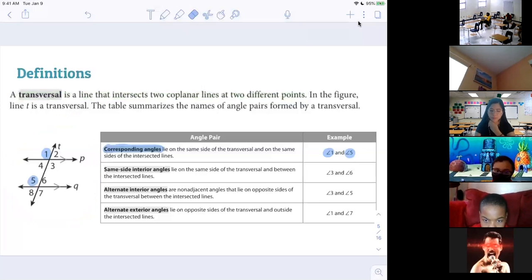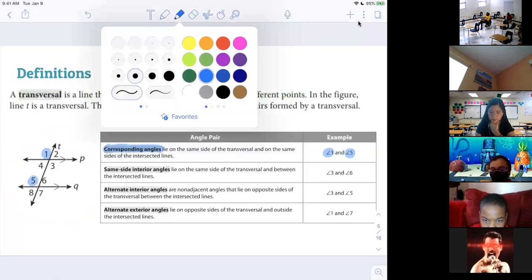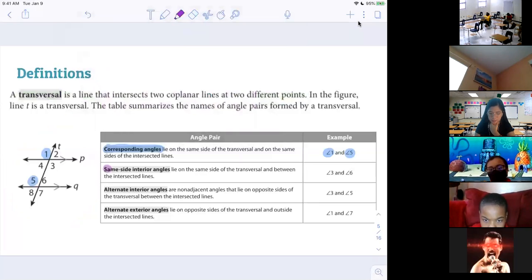All right, let's try the next one. Now we have same side interior angles. Can I have a volunteer read same side interior angles?